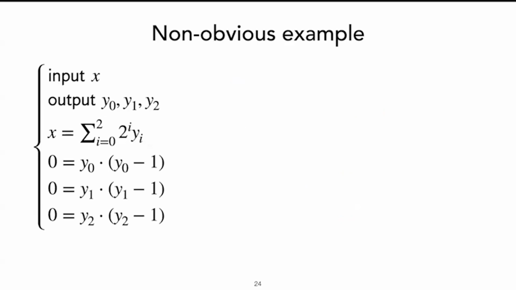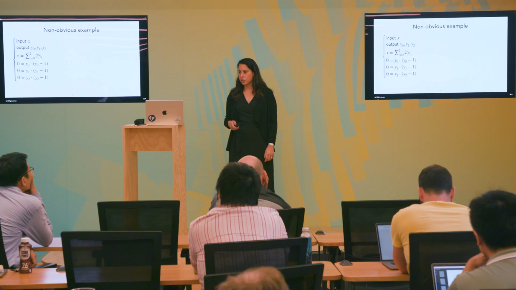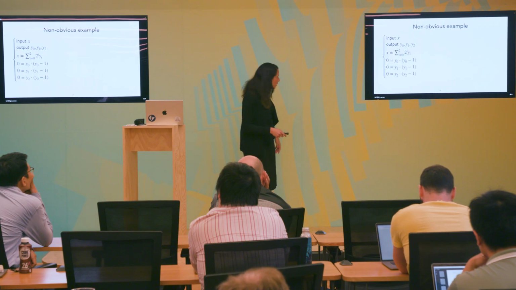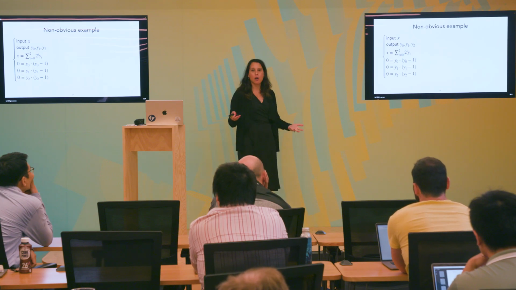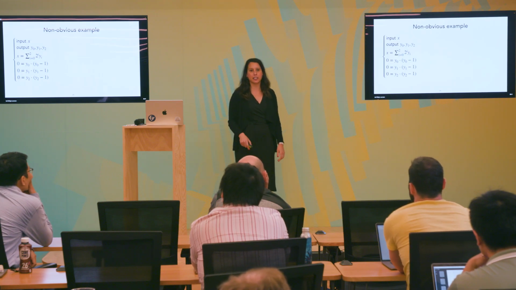So here we have a circuit with input x and three outputs y0 through y2. And these three constraints basically say each yi is either 0 or 1, and that the input x is the sum of the yi scaled by 2 to the power i. So in this case, you can't just look at the constraint and say, yeah, yi can be written as a function of x or not.